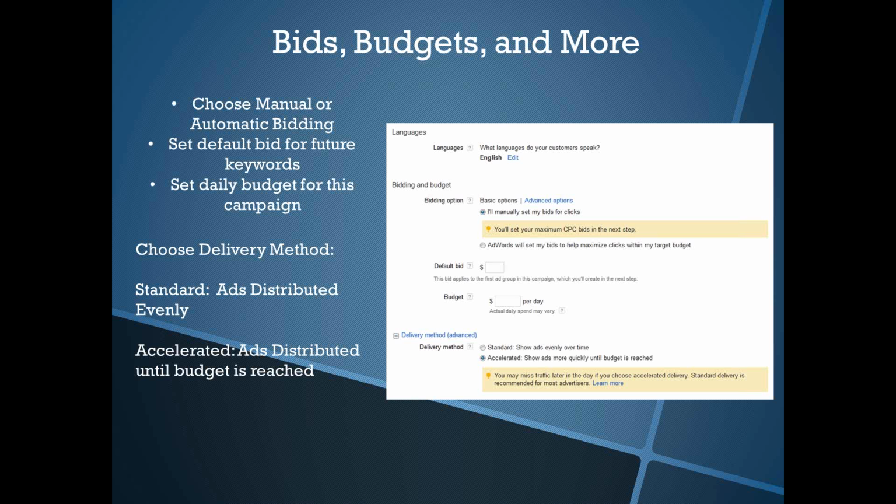You can experiment with what this default bid is. You can adjust it later on for each individual keyword. But this is something that you should set right off the bat and choose a level. I'll usually start around $1 or $2 and see which way I'm going to go from there.